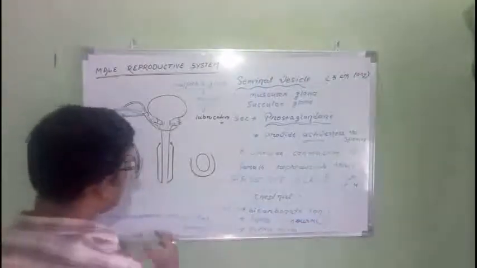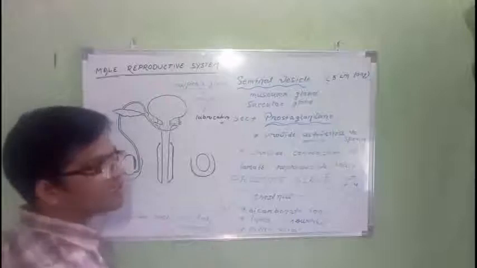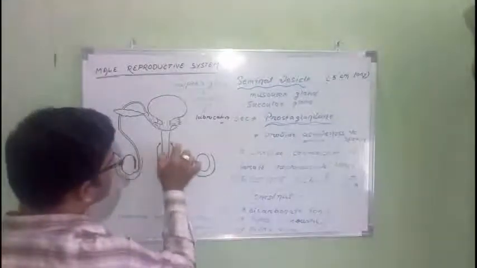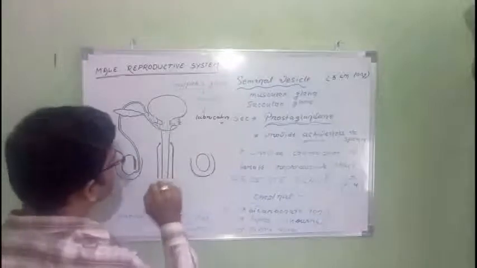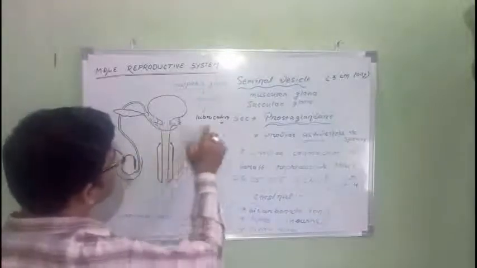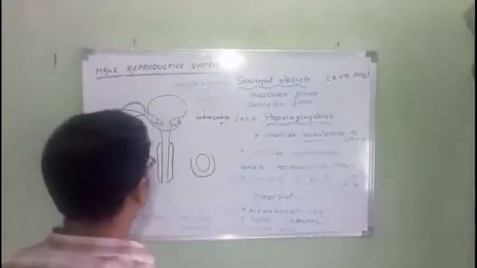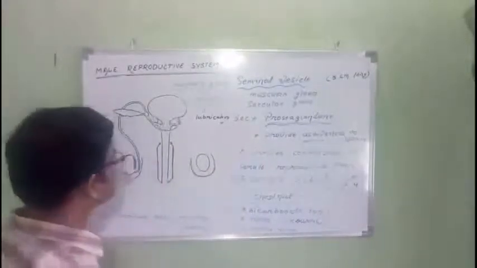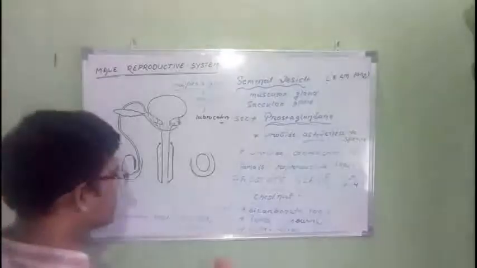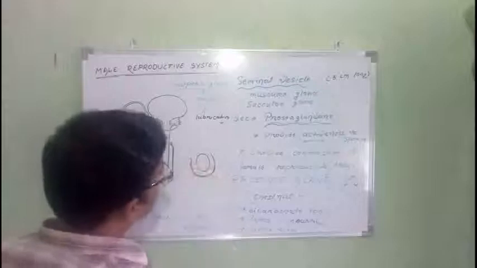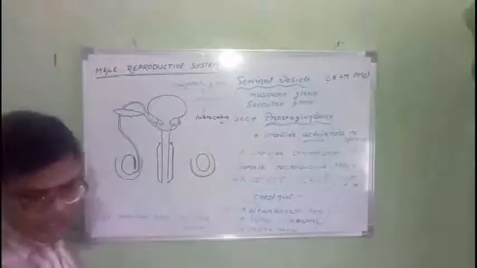And it becomes basic in pH, understood or not? Then from the Cowper's gland, mucus is added here, and whenever mucus is added, it gets its lubricating nature, so that it can easily pass through the urogenital tract, through the vagina and cervix, up to the fallopian tube. So these are the different kinds of functions of accessory glands.